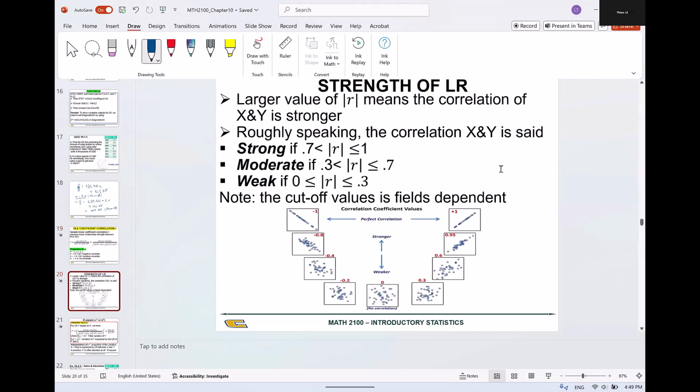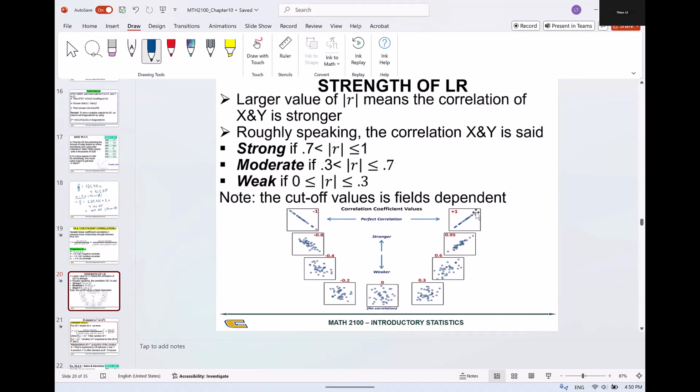Beyond the direction, R tells us how strong the linear relationship between the two variables is. A larger absolute value of R means that the correlation is stronger, and it can go in either direction, right? Roughly speaking, we call two variables strongly linearly correlated if the absolute value of R is from 0.7 to 1, okay? In the case of 1, we call it perfect correlation. It can be a negative correlation, where X increases and Y decreases, or a positive correlation, where X increases and Y increases.